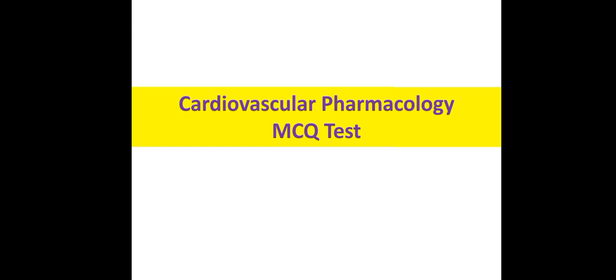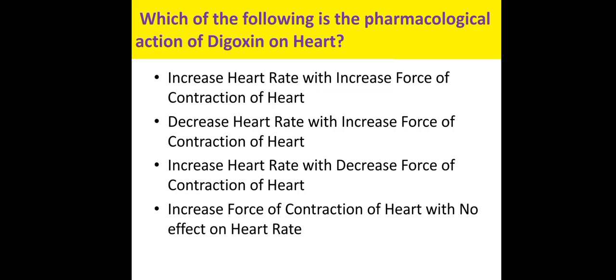Now, these are the MCQs of the cardiovascular pharmacology. We will discuss one by one with the different options and correct answer. The first question is, which of the following is the pharmacological action of digoxin on heart? And you will find in the different options there is a relationship between two parameters discussed: heart rate and force of contraction.